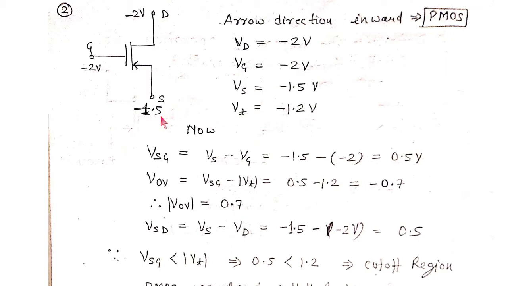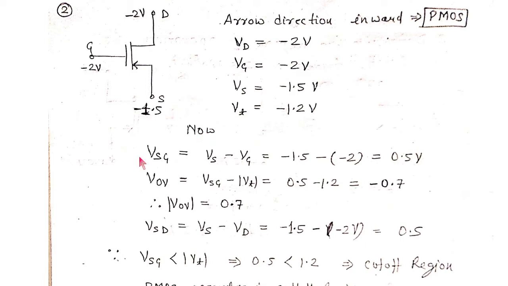So the source terminal is this one, the counterpart will be the drain, and this one we already know is the gate for the MOSFET device. So Vd is equal to minus 2 volt, Vg is also minus 2 volt, and Vs is equal to minus 1.5 volt. And we know that for PMOS, Vt is equal to minus 1.2 volt, which is given in the question.